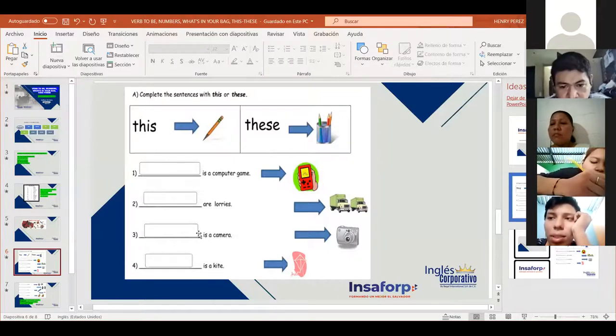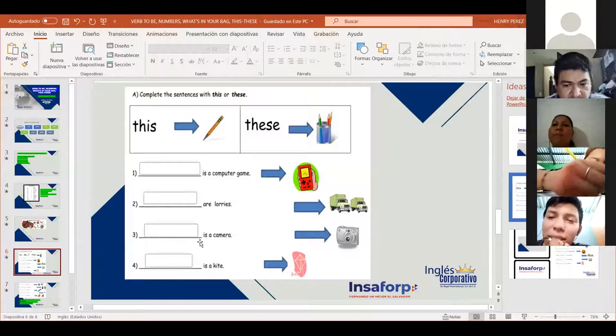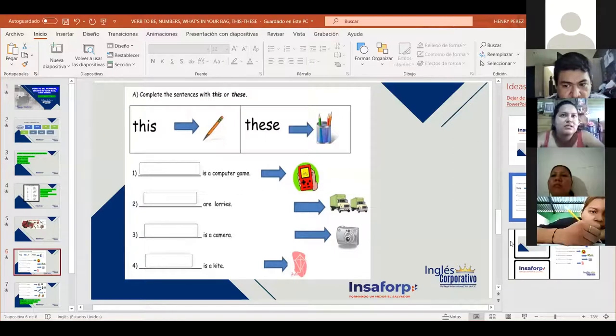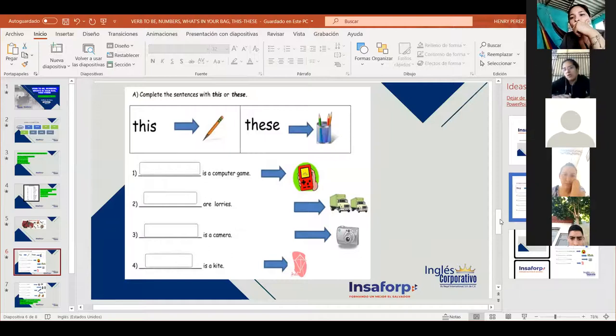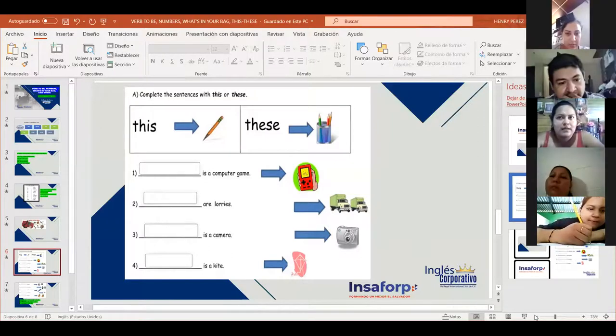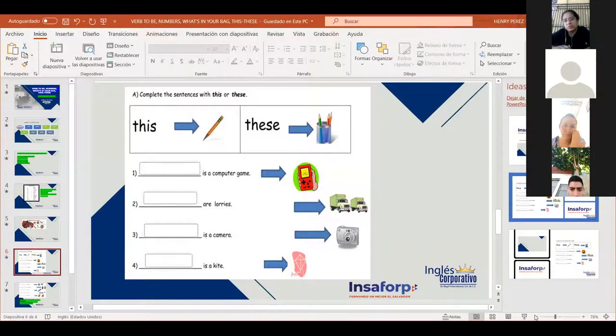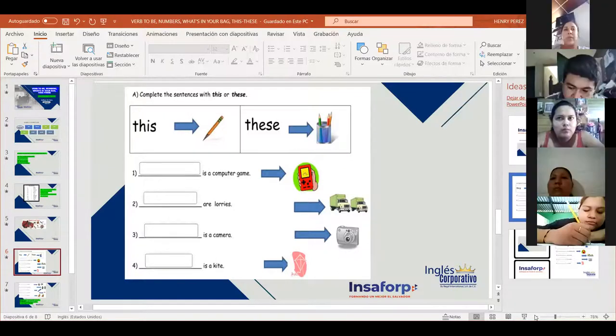Francisco. This is a camera. Excellent. Very good. Let me see. Excellent. Jessica Carrillo. This is a cell phone. A cell phone. Okay, very good. Y ahora puede ser el número 4. Tengo una duda. La pronunciación is y el this, el otro se pronuncia, yo lo escucho casi igual.